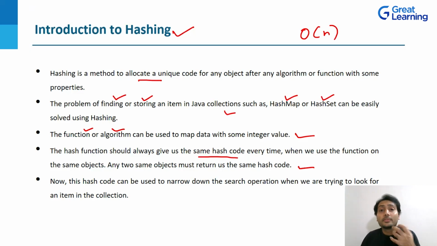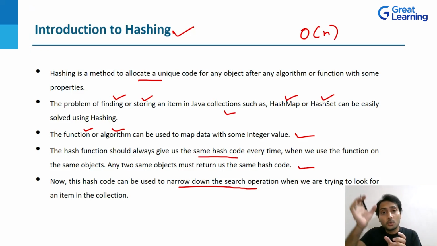Now, what is the use of this hash code? It will narrow down the search operation, right? In a linked list, if you want to search for a particular item, you might get it in the first location, the middle location, the last location, or anywhere. But the problem is in the worst case, you have to traverse till the end. But here, with the help of this hash code, you can easily check for that in a hash table.